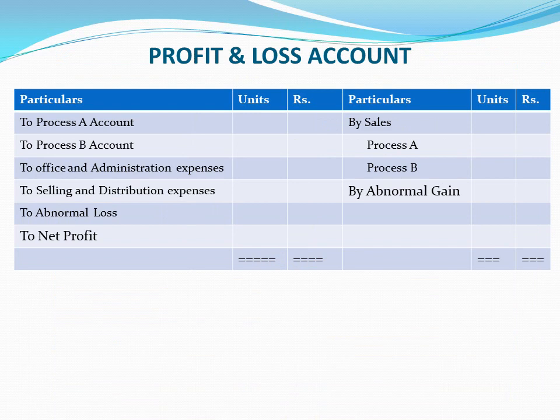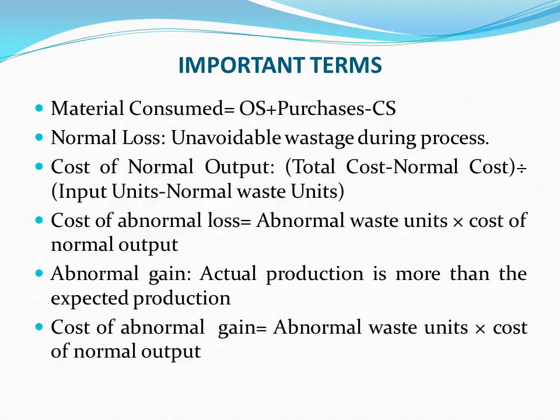We also make a profit and loss account, for values which do not find a place in the process accounts. On the debit side, we write: to process A account, to process B account, to office and administrative expenses, to selling and distribution expenses, or to abnormal loss, if any. And on the credit side: by sales of process A and process B, by abnormal gain, if any, and after calculating, it may be to net profit or by net loss.